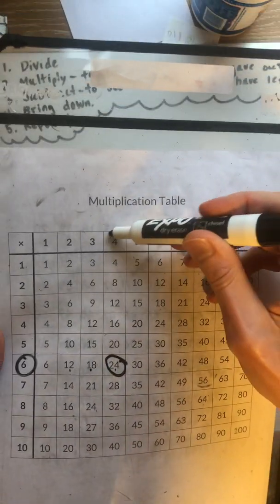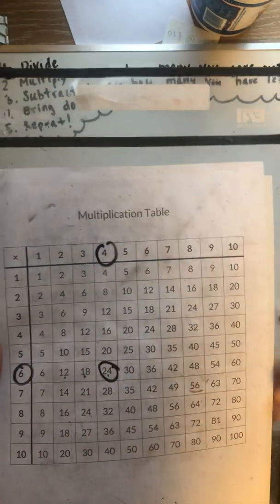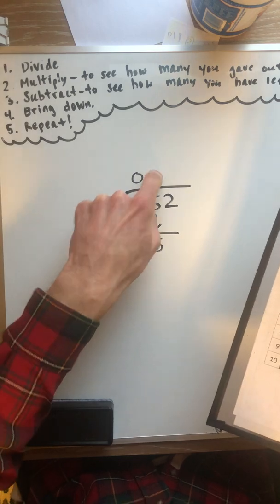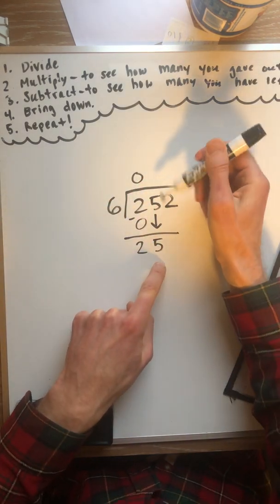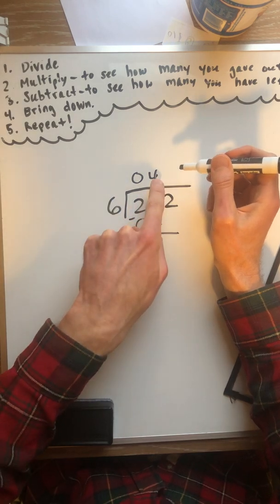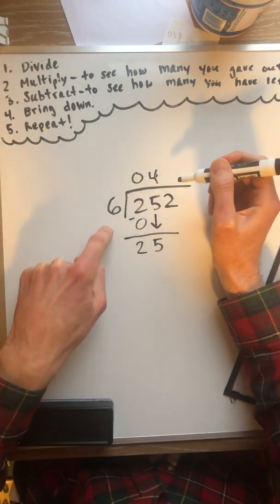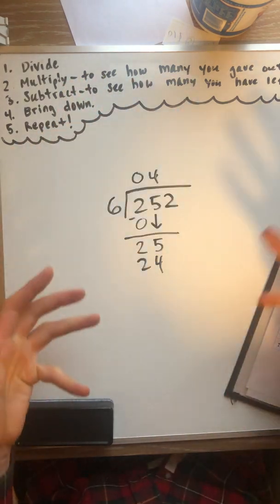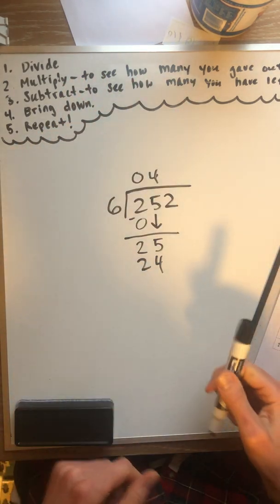And then we look up. Oh, yeah, 6 times 4 is 24. I knew that. So what that means is each person, 6 times 4 is almost 25. Each person can get 4 tens. Now multiply: 6 times 4 is 24, because we need to find out how many he gave out. He just gave out 24.